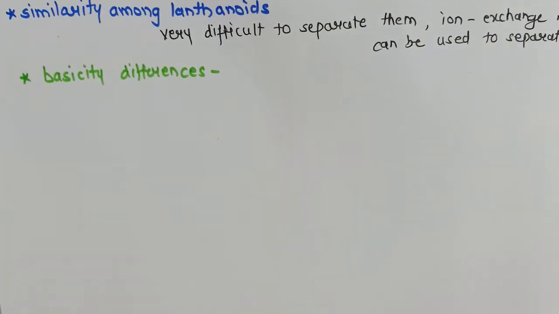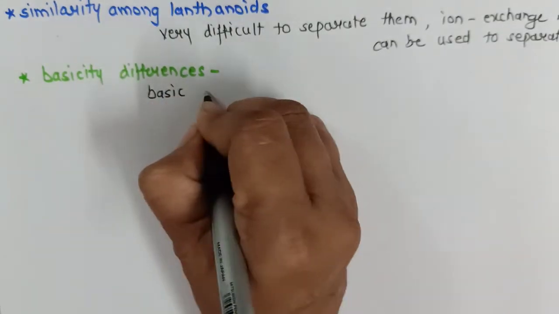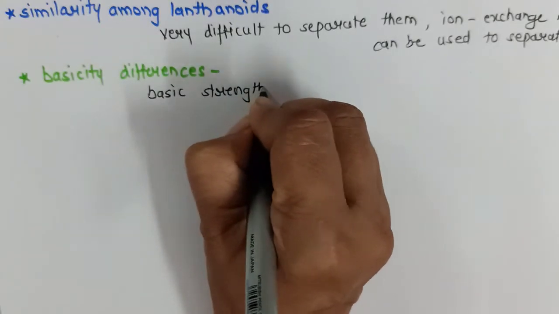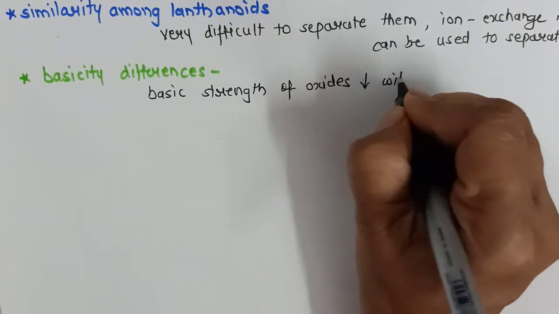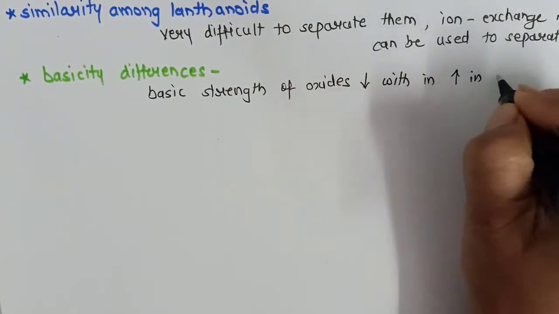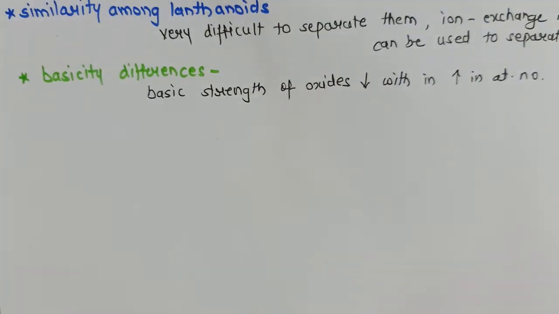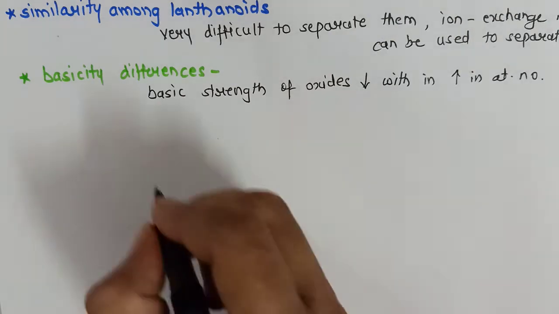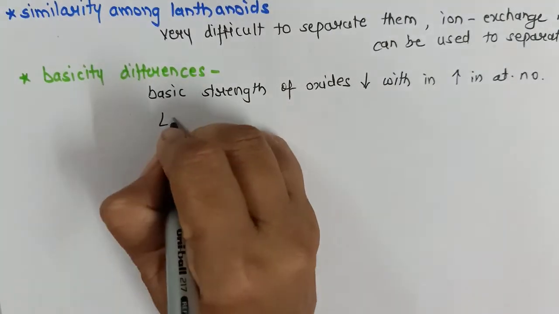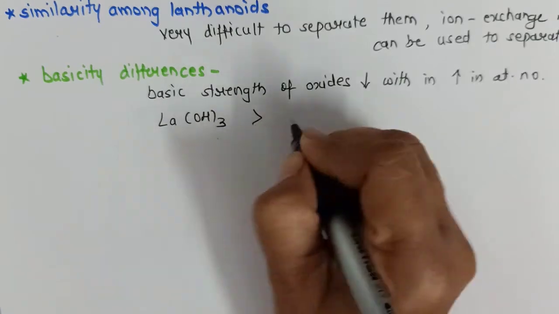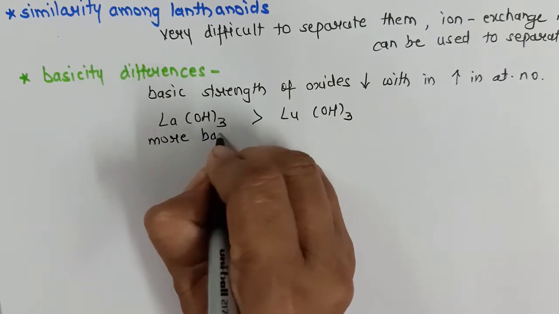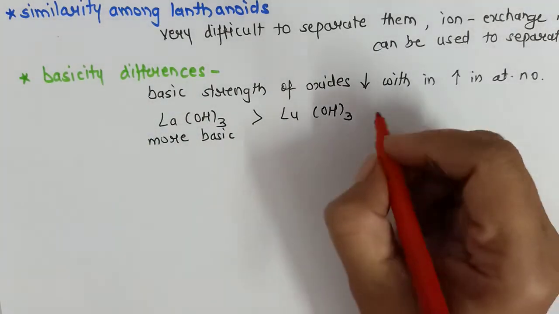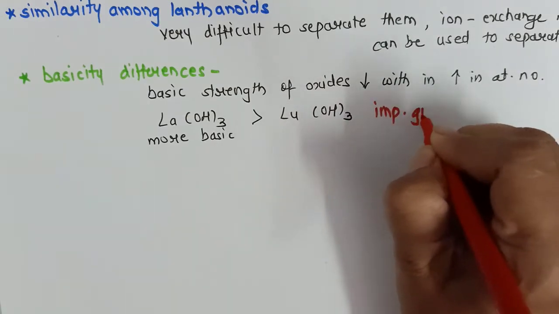The next consequence of lanthanoid contraction is the difference in basicity of oxides. The basic strength of oxides decreases with increase in atomic number. So overall, if I compare the basic strength of oxides of lanthanoid elements, then we can see lanthanum hydroxide will be more basic than lutetium hydroxide. Again, I will say this is an important give reason question.